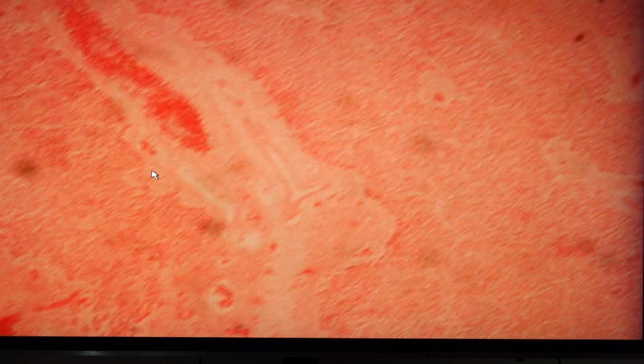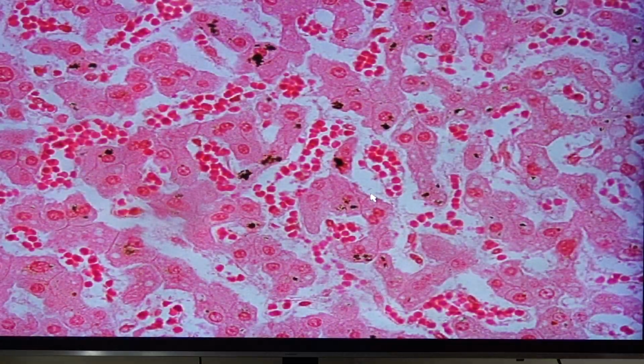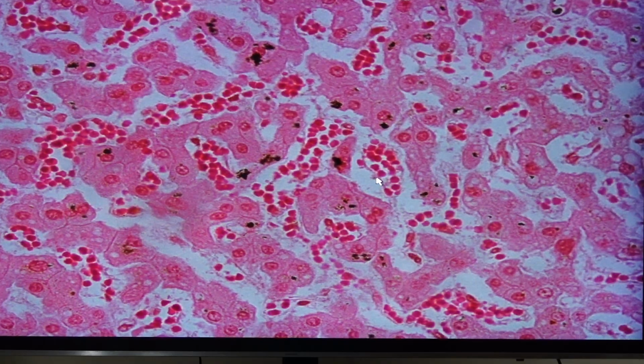Our next slide would be slide 129. This is hepatic abscess. So in this case, again, we look into the appearance of the hepatocytes. They're still in their normal configuration. So they are seen in trabecular pattern, but now the sinusoids are congested by red blood cells.